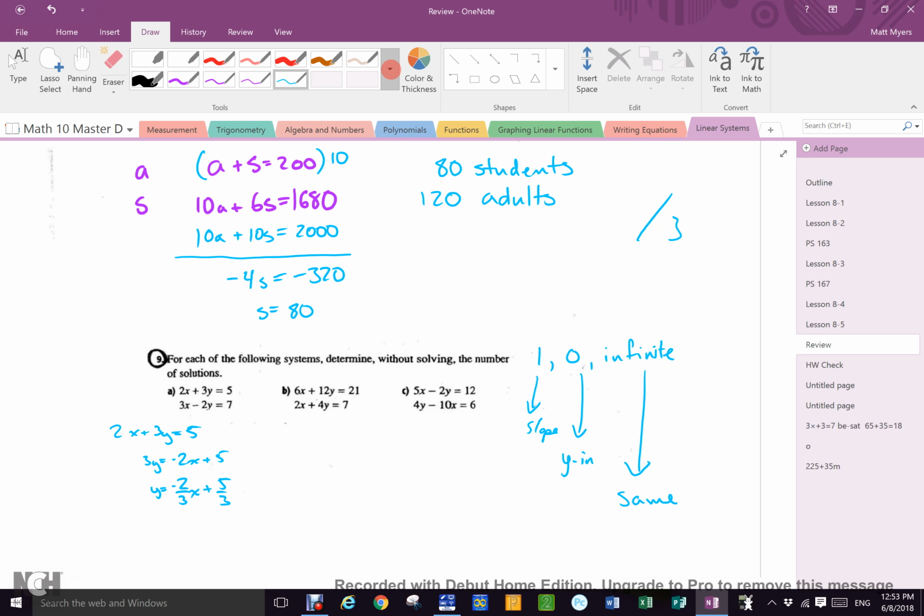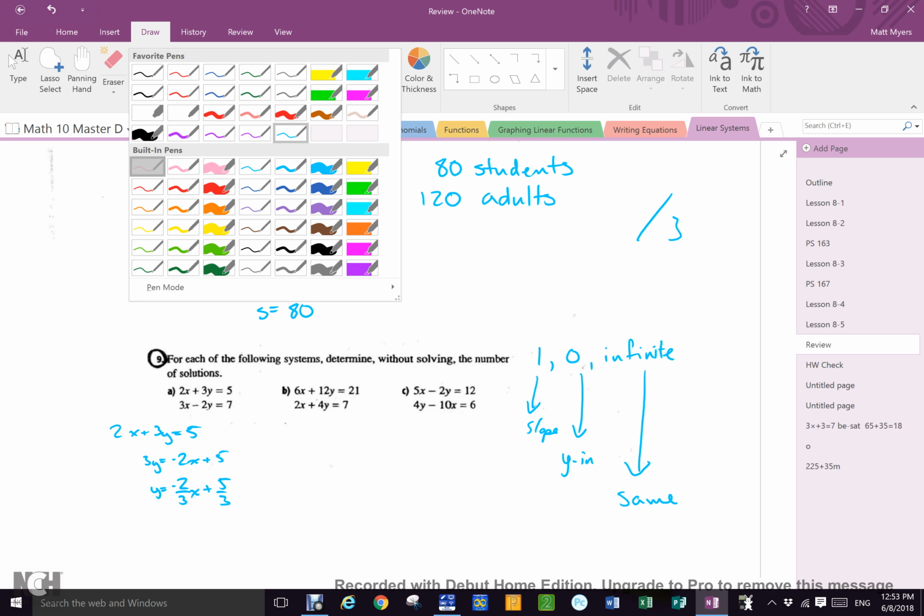Then I check the other one, and I'm going to use Dusty Rose. 3x minus 2y equals 7.